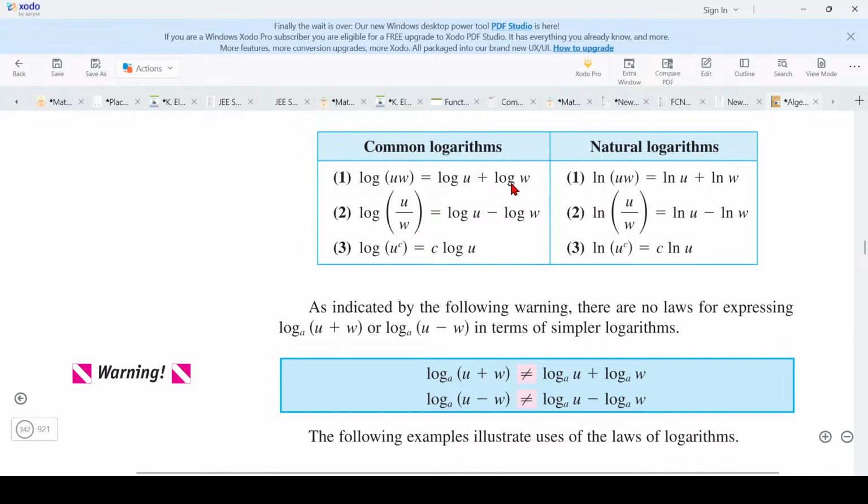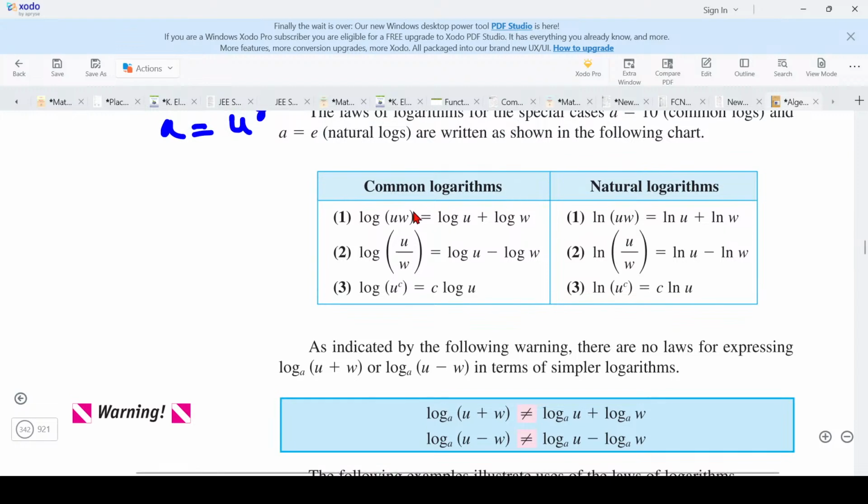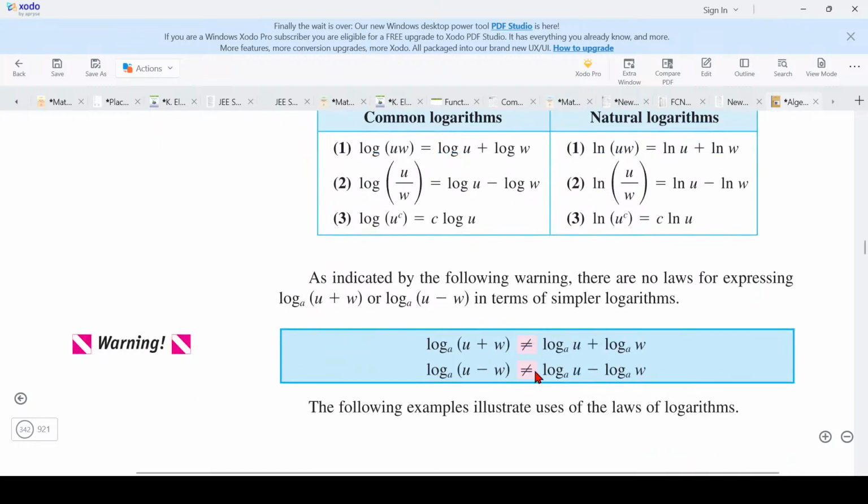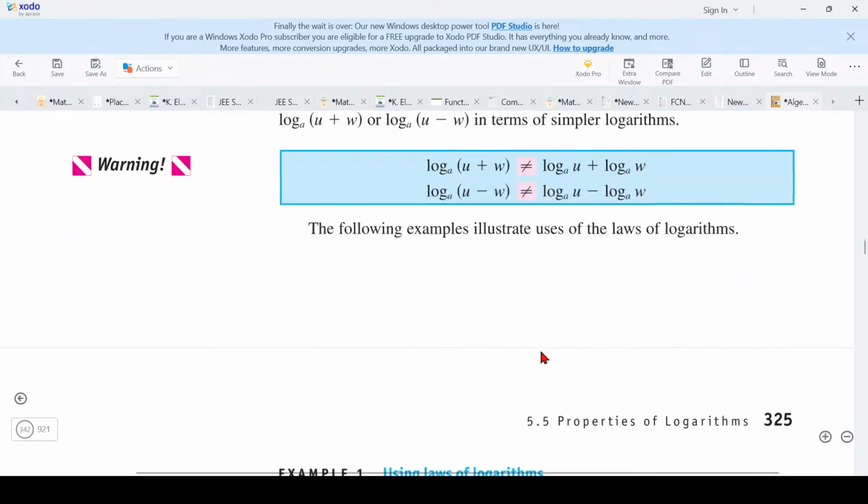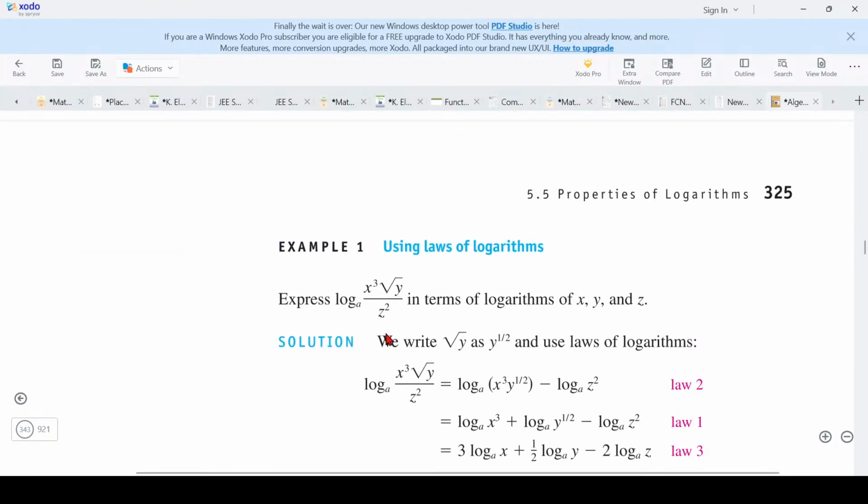Sometimes instead of taking a base, we directly write it as natural logarithm. What does that mean? The base is actually equal to e, that 2.7 irrational number. So please be careful. This will not hold. It is log uw equals log u plus log w, but not this one. The difference will come when it is u by w, not u minus w. So for example, now we want to expand this. How will you expand? Tell me.